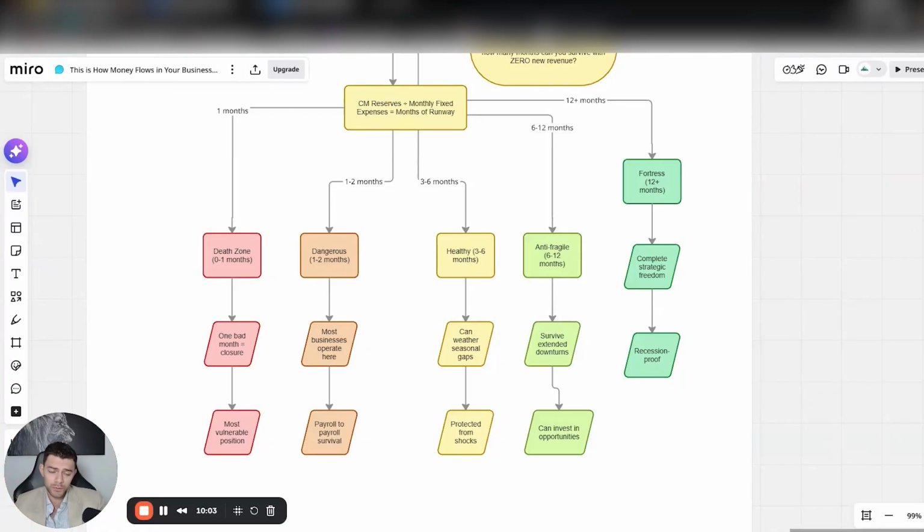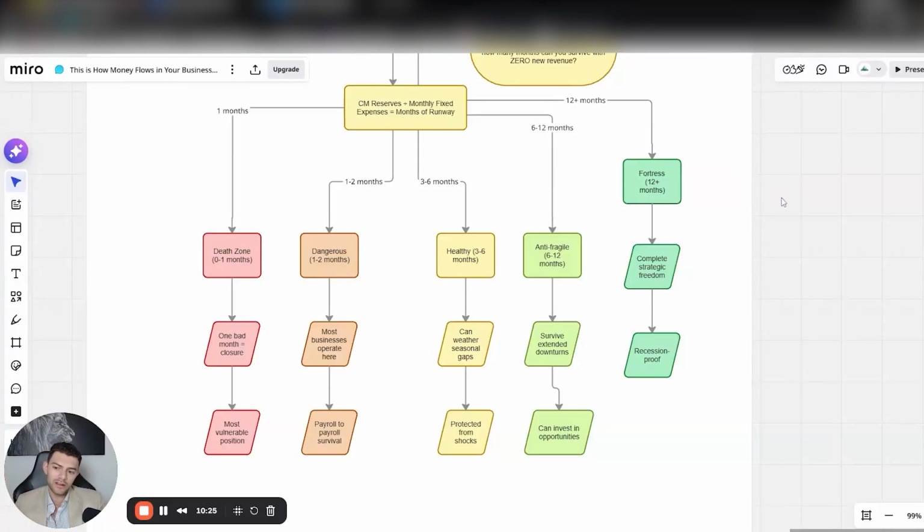You can invest in new opportunities at discounts, because when the market is down, that's the time when you want to invest. And you can't do that if you don't have the runway necessary to do it. Anything more than 12 months for most $1 to $10 million businesses, you have a very strong fortress. You're recession proof. You have strategic freedom. You can take better risks.